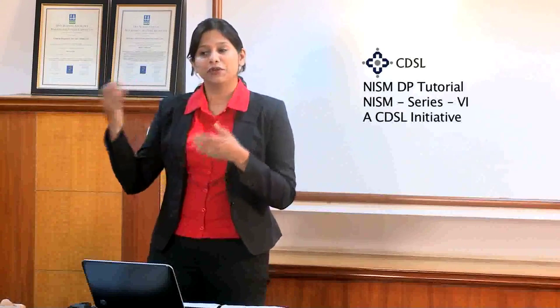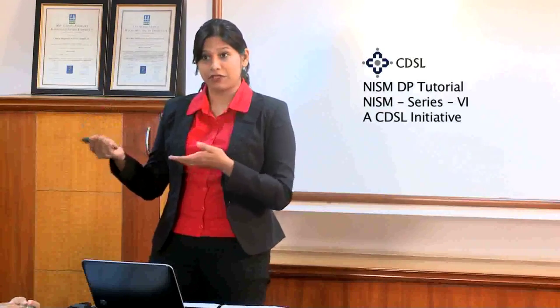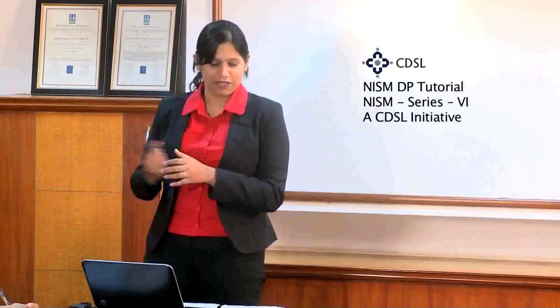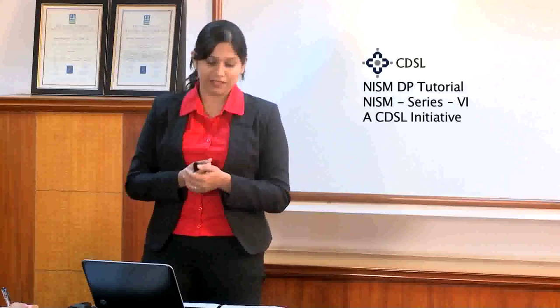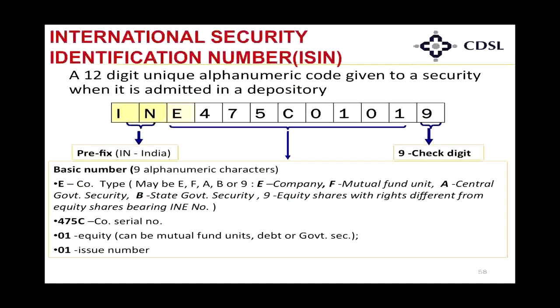Now if you want to identify some securities or scripts in electronic form, it is done by ISIN. ISIN stands for International Security Identification Number. Now this is a 12-digit unique alphanumeric number. You can see it here. The first 2 digits, IN, stand for the country code. So IN means India. Then the next 9 digits are divided as: first would be E.